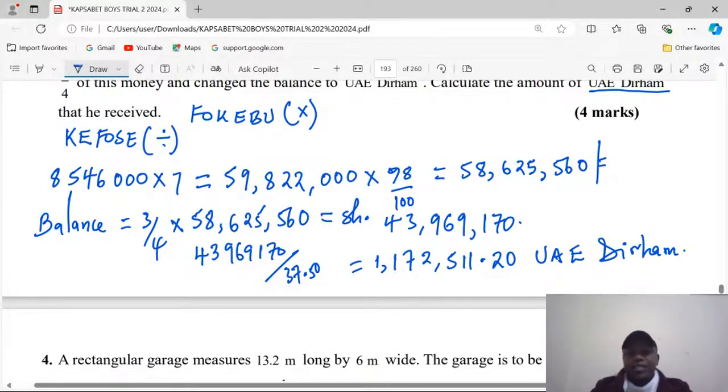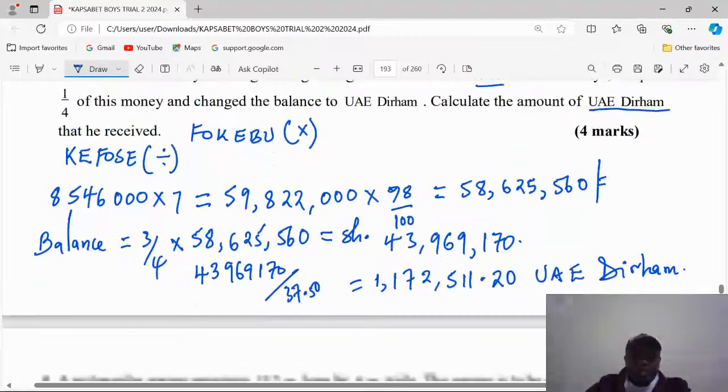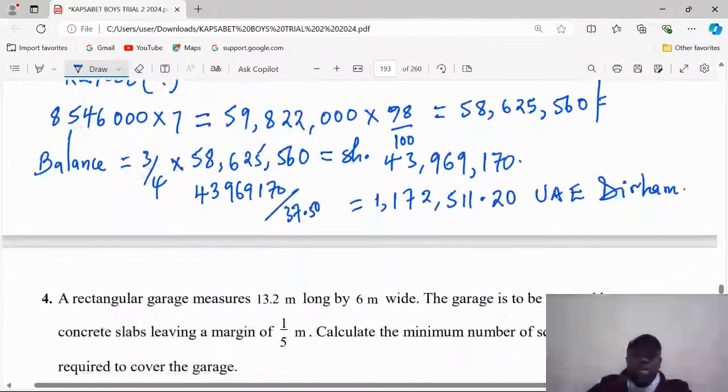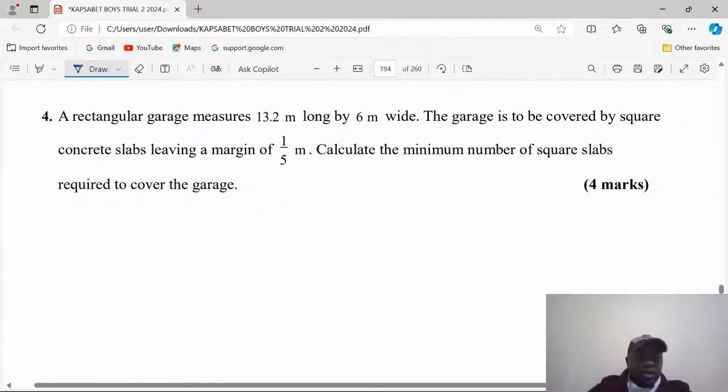So this is the exact amount the tourist received while he was leaving Kenya. Let's look at number 4. Remember to be very cooperative, more so when we are handling this. Remember to be very cooperative in this one.